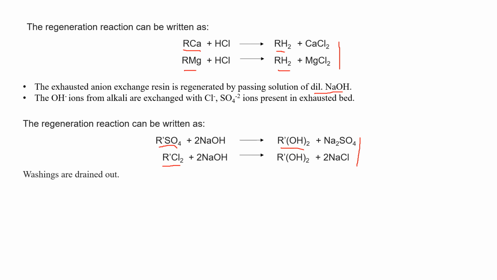Now what are the disadvantages? The equipment which we are using for this demineralization process is costly, and the chemicals which we are using here are also expensive. Now here, if we have turbidity in the water sample, in our hard water sample, then it will block the pores of the resin, and then we cannot have this softening process. So those are the disadvantages of this demineralization process.